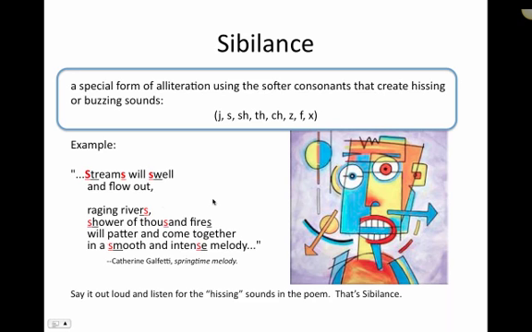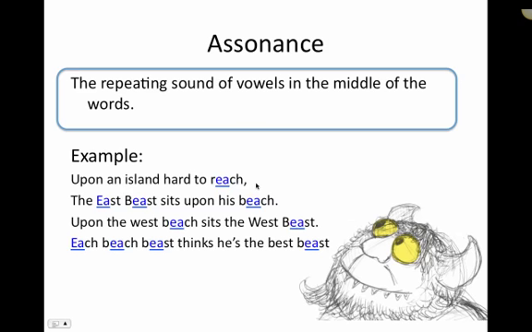Another example would be raging rivers rage through the gorge, or through the gorgeous gorge. In that particular example we have the j sound. So whenever you see these consonants repeated in a section of a poem, that's an example of sibilance.